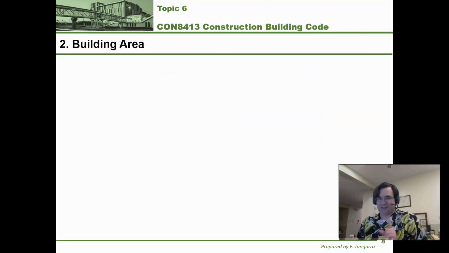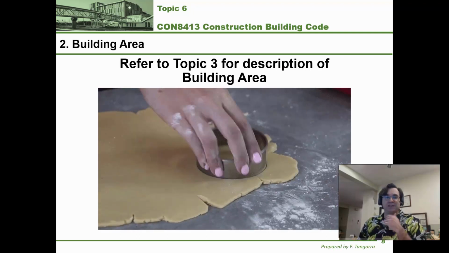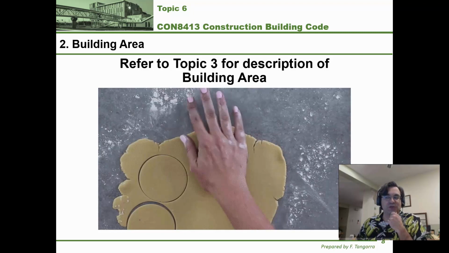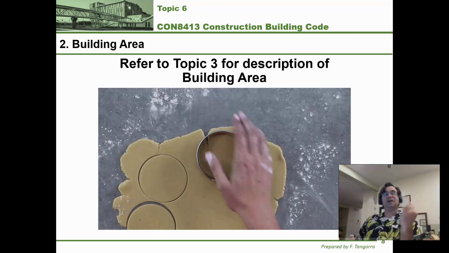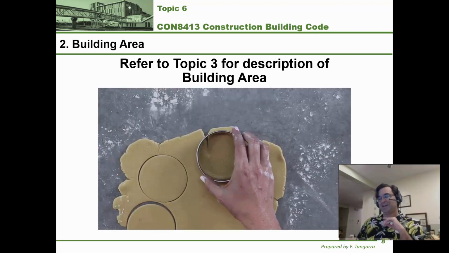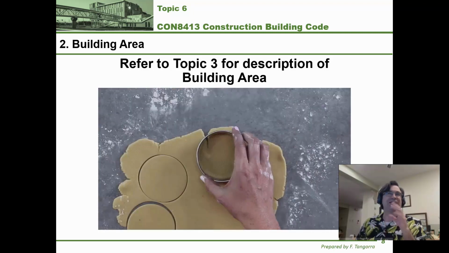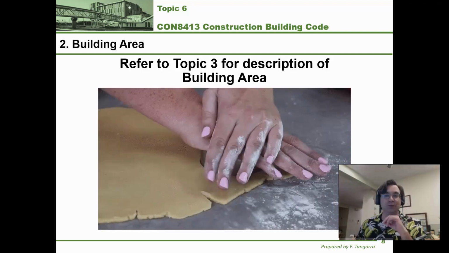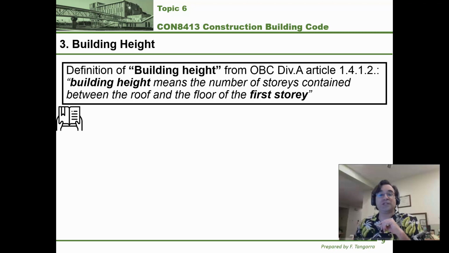All right. Next item is building area. We touched on this in topic 3. Remember when I put this animation on your screen? Building area deals with the largest area that you can get from the most outside walls regardless of story, right? Okay, so go back to topic 3 and review this, all right? Because I think in topic 3 we even played around with the CN Tower, I believe. Okay, so let's move on to building height.